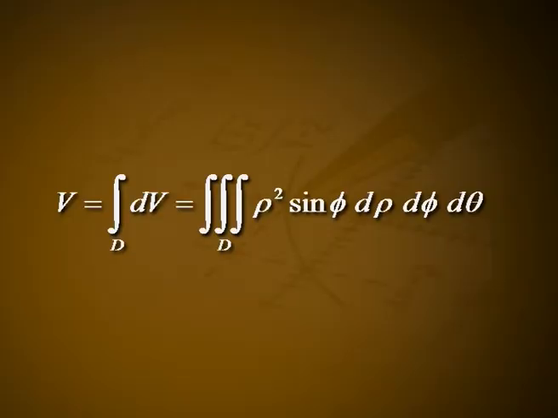In particular, the volume of a region D in space is given by, with f of rho phi theta equal to 1, V equals integral over D dV, that is equal to triple integral over D rho squared sin phi d rho d phi d theta. To evaluate these integrals, we usually integrate first with respect to rho. The procedure for finding the limits of integration is illustrated in the following example.